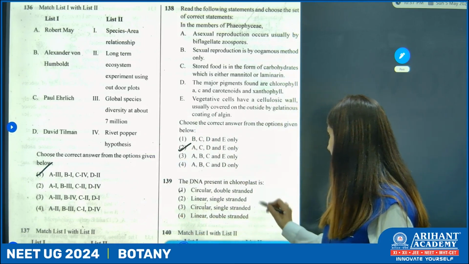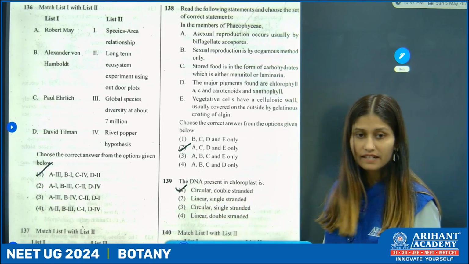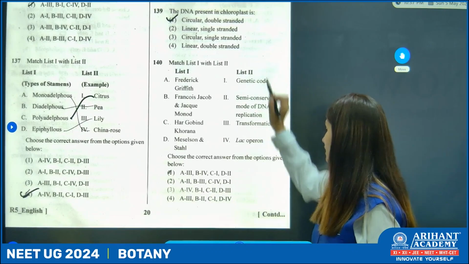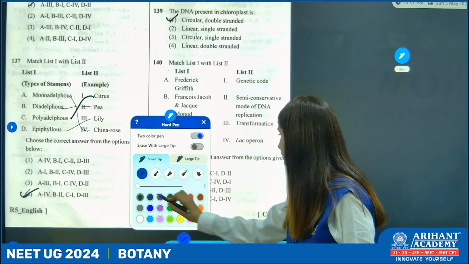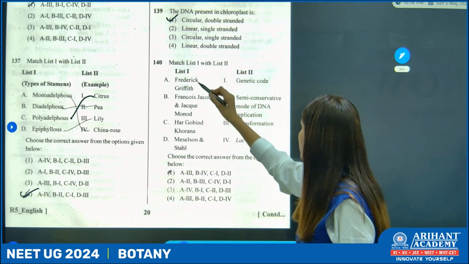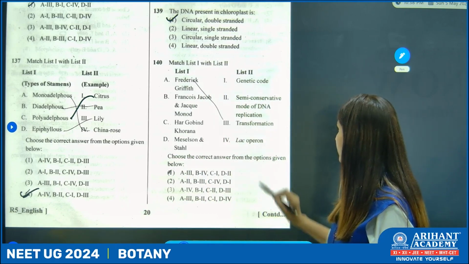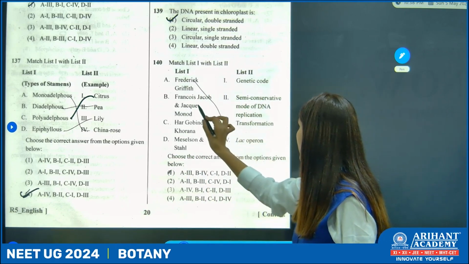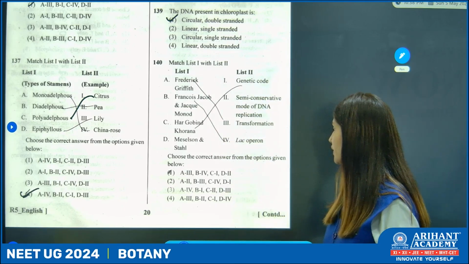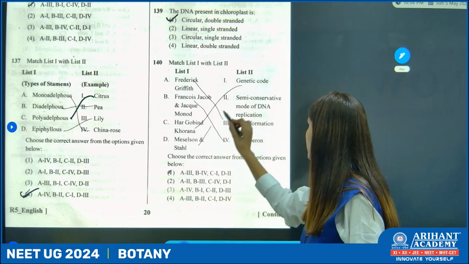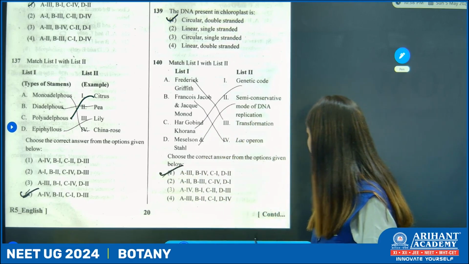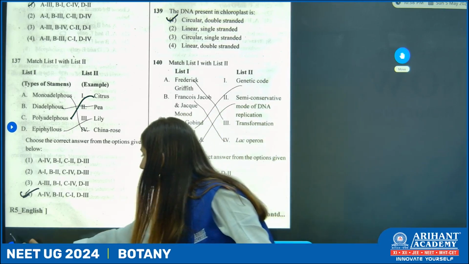Okay. The DNA present in the chloroplast is circular, double-stranded. Okay. Then, match the following type question. Okay. So, here, this one would be transformation. Frederick Griffith, transformation. Then, Jacob and Monod, lac operon. This person, genetic code. And this one, it would be semi-conservative. So, answer would be the first option. Okay. Next question.